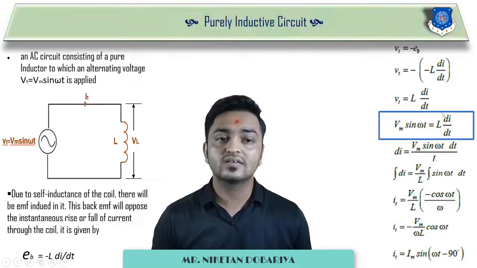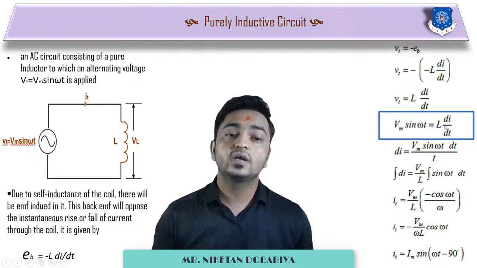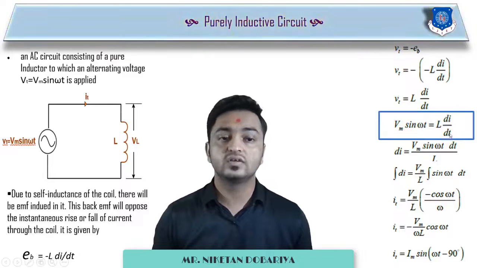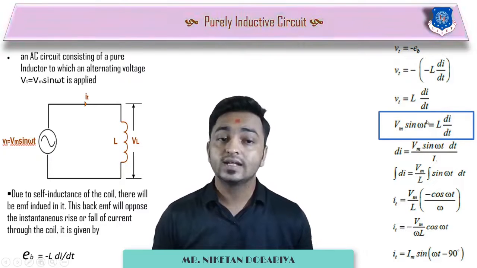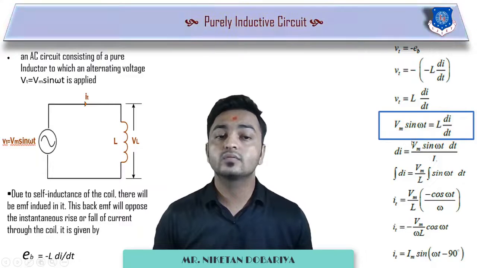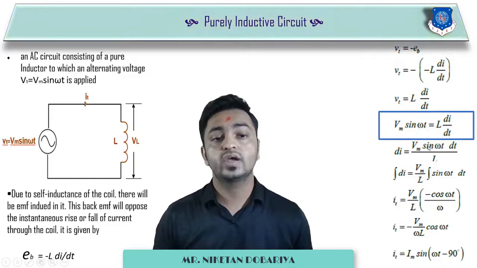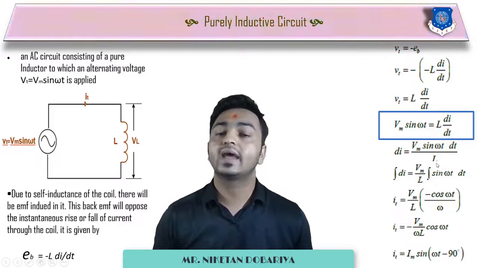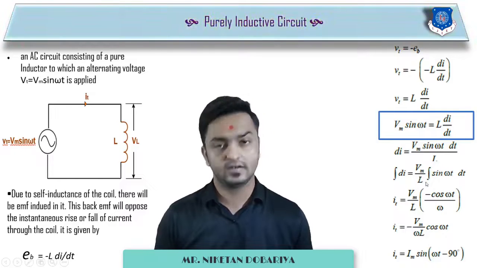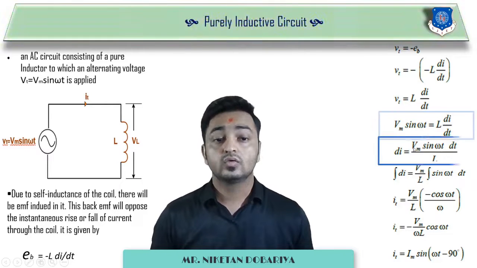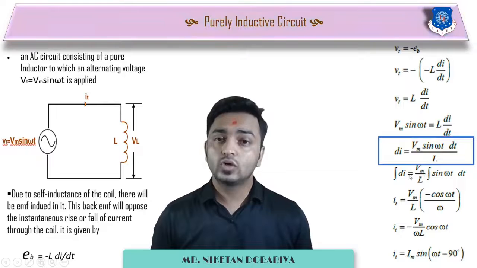So if you make di the subject, that is equal to Vm sine omega t, and this dt will go to the opposite side. So dt will be in multiplication with this term: Vm sine omega t into dt, and this L will be in division. So here we have L in division: Vm sine omega t dt by L.